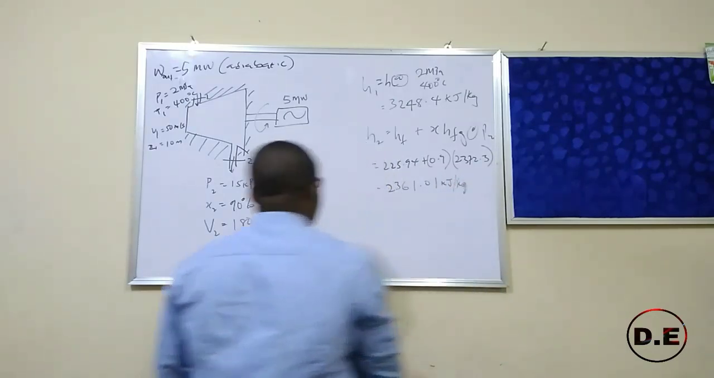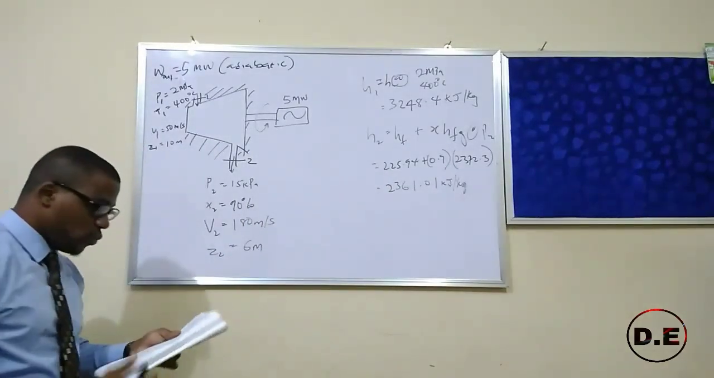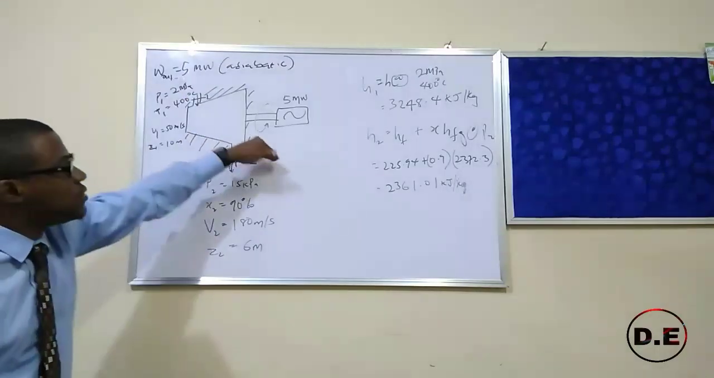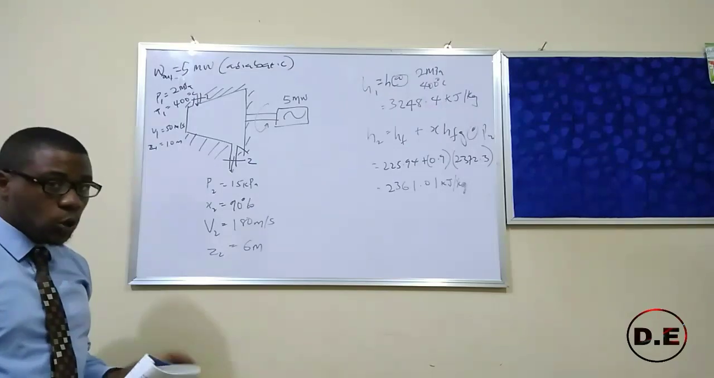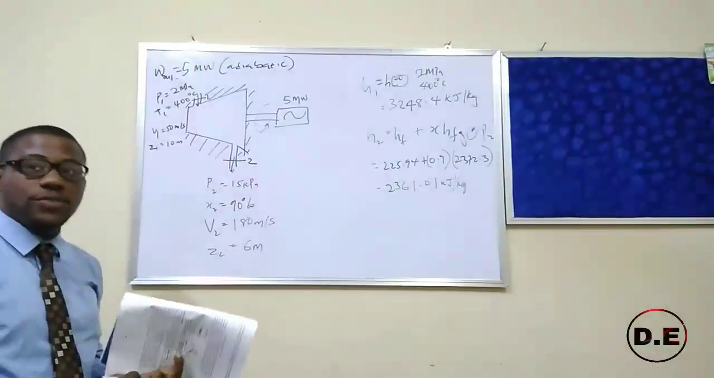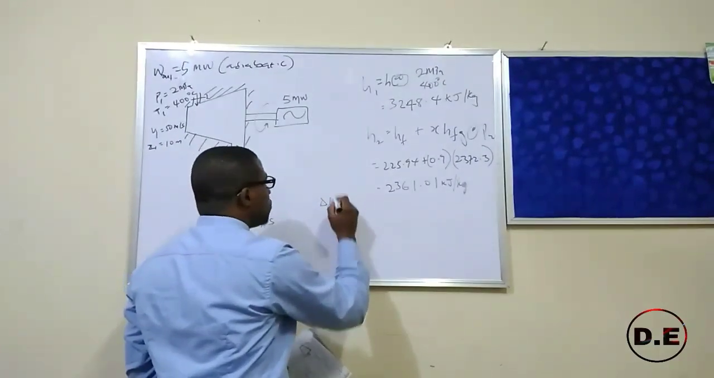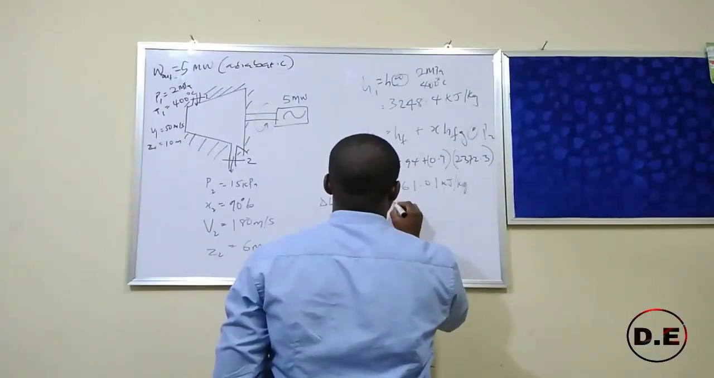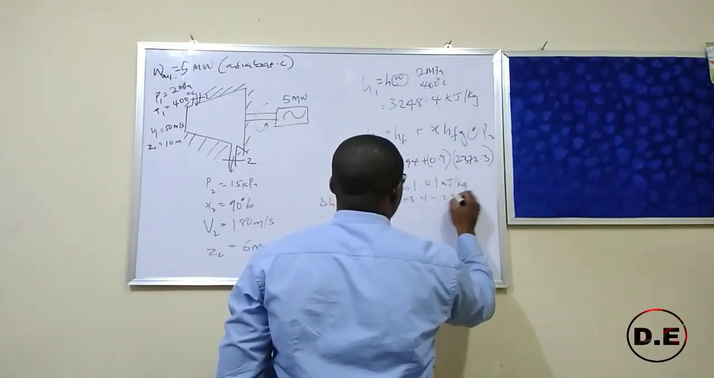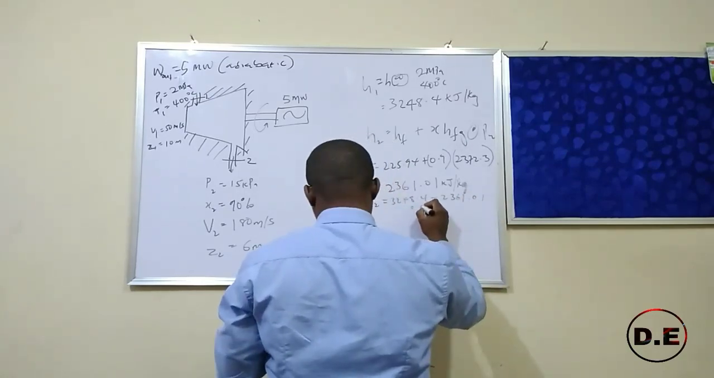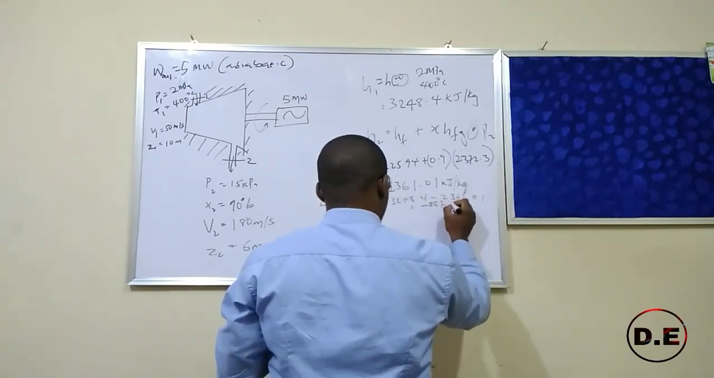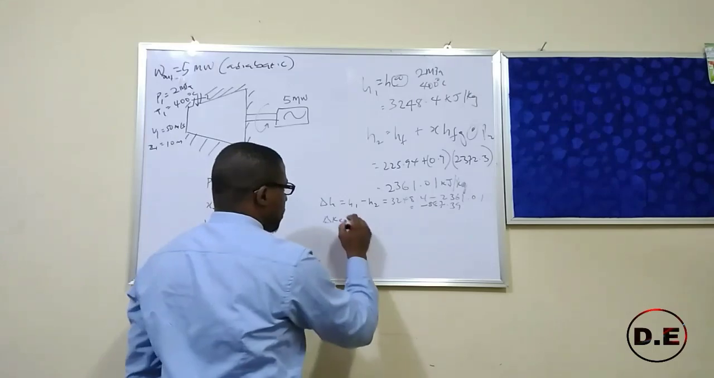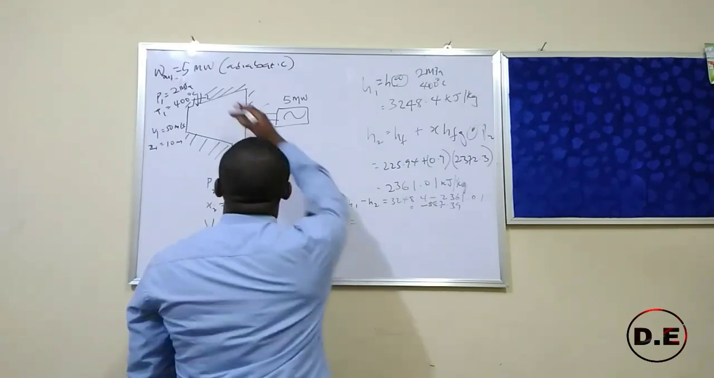Okay. Now, the next thing we have to think about is that we have H at state 1 and we have H at state 2. So I can then find the difference in enthalpy. Delta H is equal to H1 minus H2, and that's going to give me 3248.4 minus 2361.01, and that gives me minus 887.39.